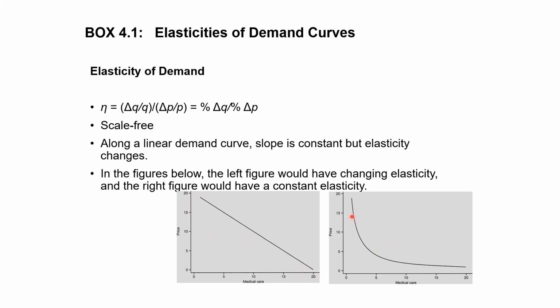However, the figure on the right has a constant elasticity, because the consumption of medical goods does not radically change given a particular price, no? Or for example, when it reaches a certain point where there's a rapid increase in consumption, even though there's only a very small increase or decrease in price as well. So this is a more constant elasticity demand curve.